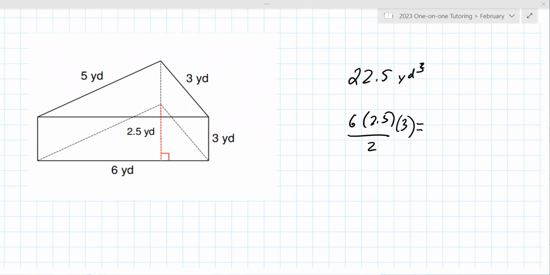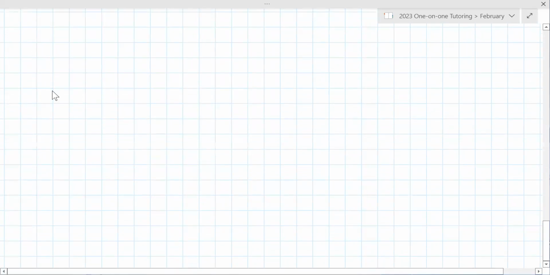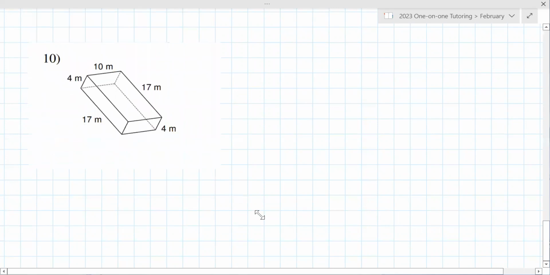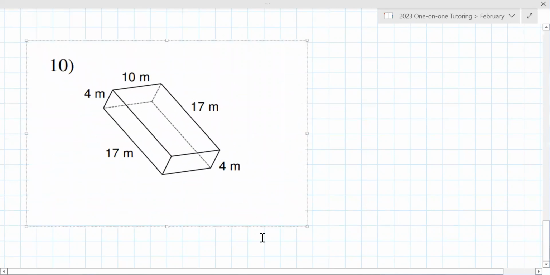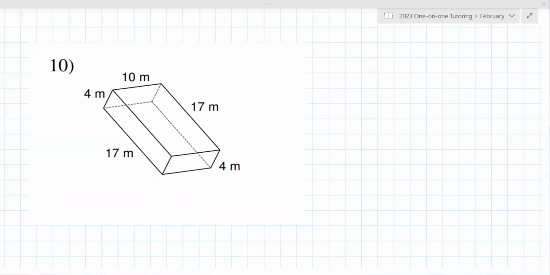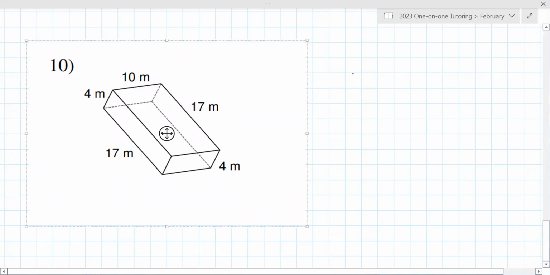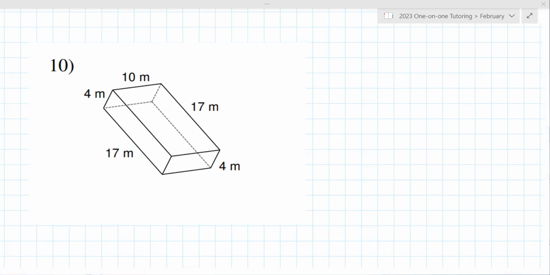Sorry, let me just get this snipped in. Okay. Give me the volume of this object, please. First for that one, I would just do 10 times 4, which should be 40, and then 40 times 17, which would be 680, which would be 680 meters cubed. Yes, very good. So these aren't too bad.